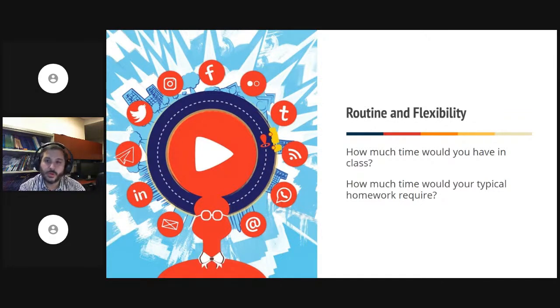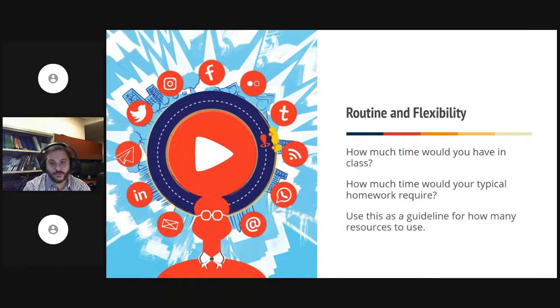We need to include both production and receptive skills, including our presentation. So if you think in terms of lesson planning, where you're preparing and presenting something to them, but they're also practicing and producing something, this is going to give us an idea for what we need to do. So use this as a guideline for how many resources to use as well.